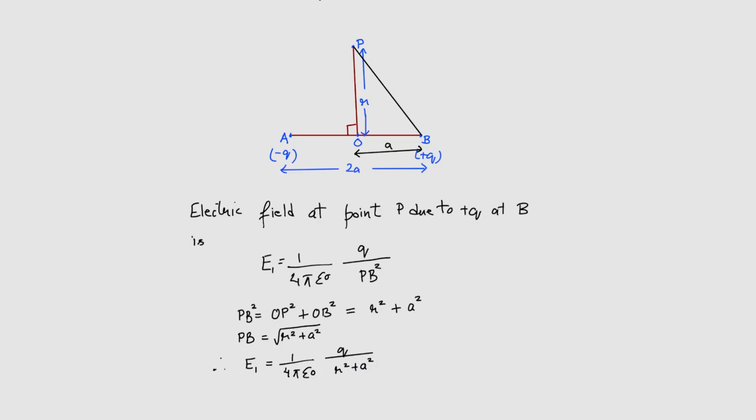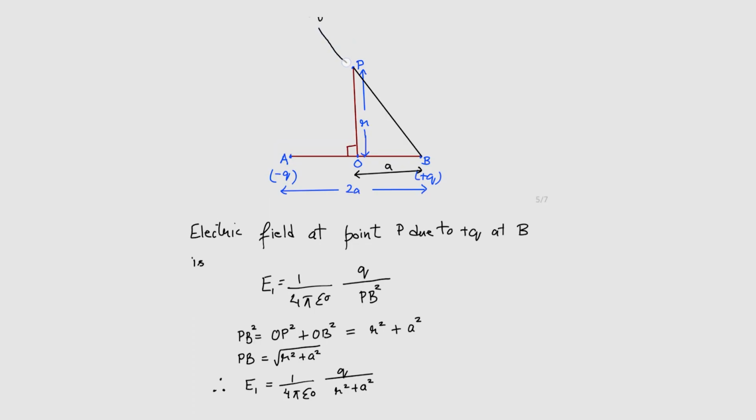Now the direction of the electric field: for a plus charge, the direction of the electric field is away from the charge. Keep in mind, it is away from the charge. So this is the direction of the electric field. Extend the line, and this is my E1, pointing away from the charge.